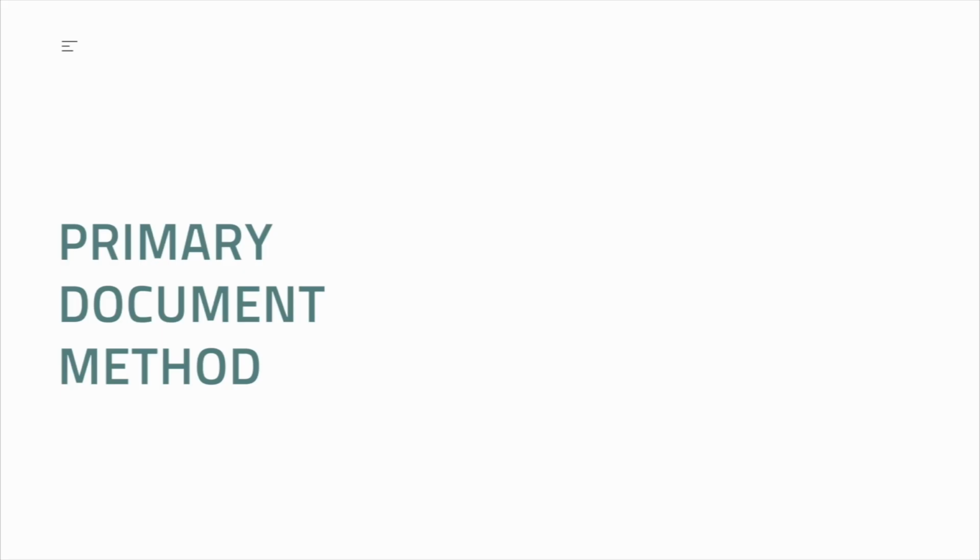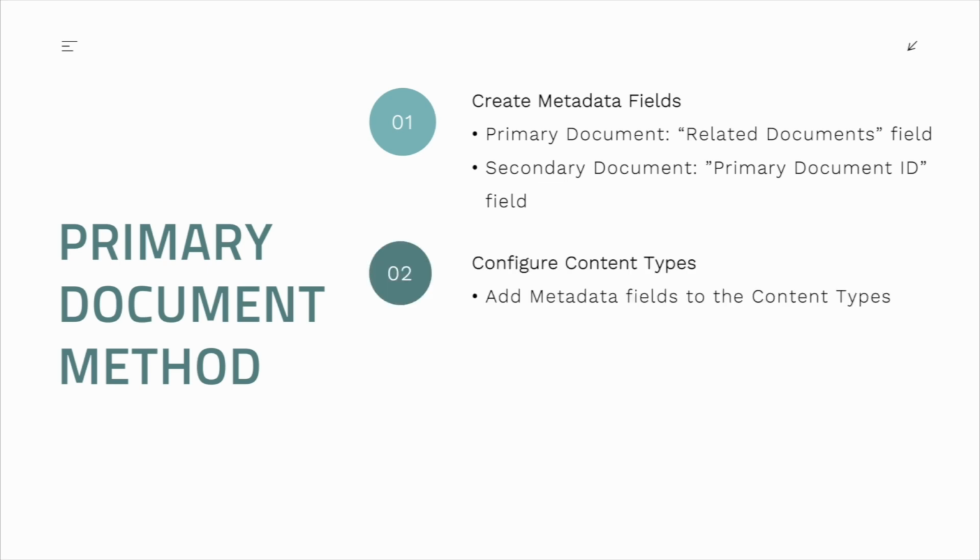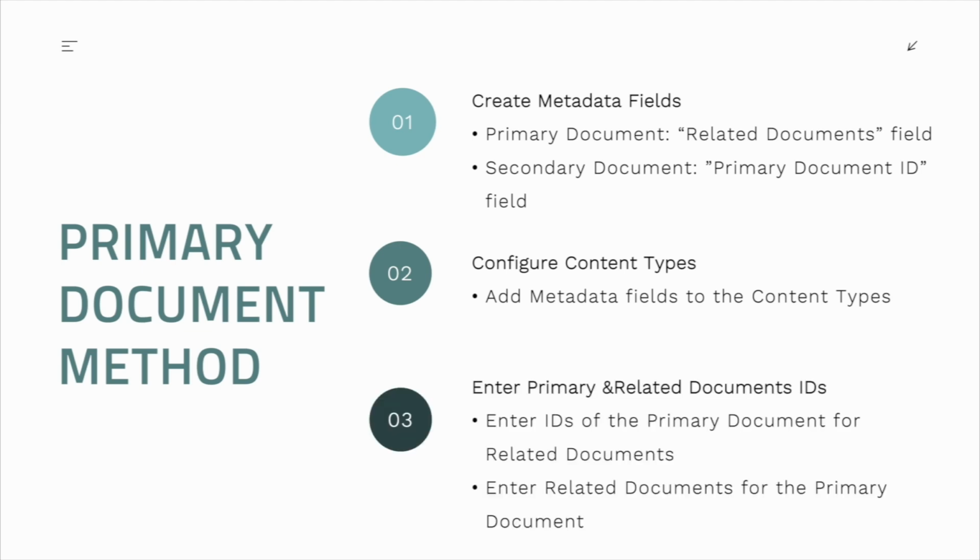First solution, the primary document method. The primary document method is straightforward, but as you will see, it is time-consuming. We will create metadata fields, or site columns, where the user will capture related documents for the primary document and the primary document ID for all secondary documents. These site columns will be added to the content types, and then it will be up to the user to fill out all of this metadata in order to link these documents together.